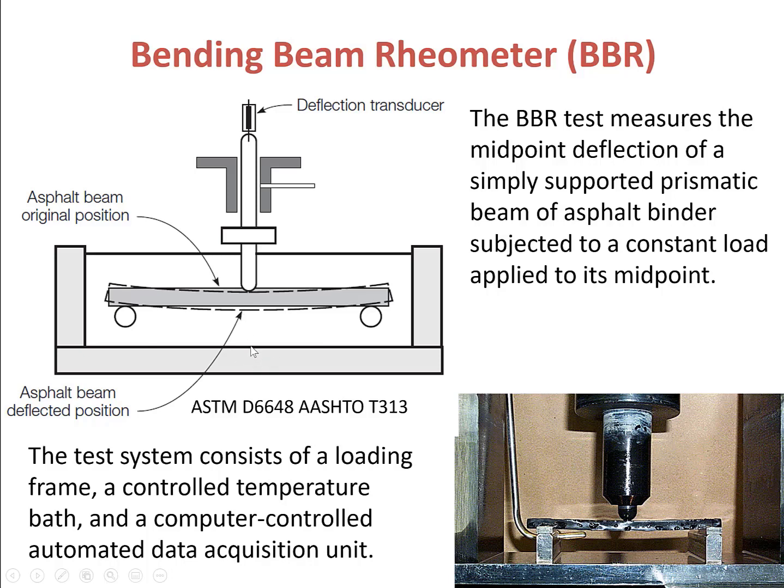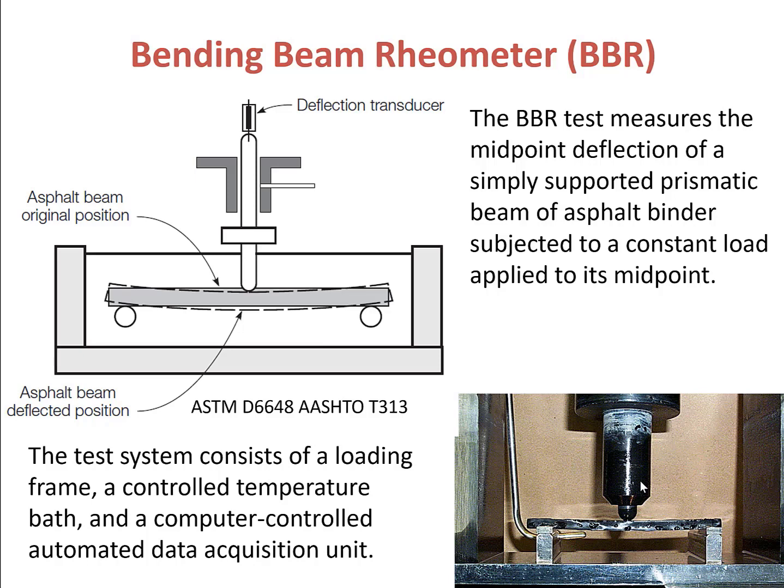The process of the BBR test is described in ASTM D6648 and AASHTO T313. The test system consists of a loading frame, a controlled temperature bath, and a computer-controlled data acquisition unit. This figure shows a schematic illustration of the experimental setup. This is a real picture of the experimental setup.